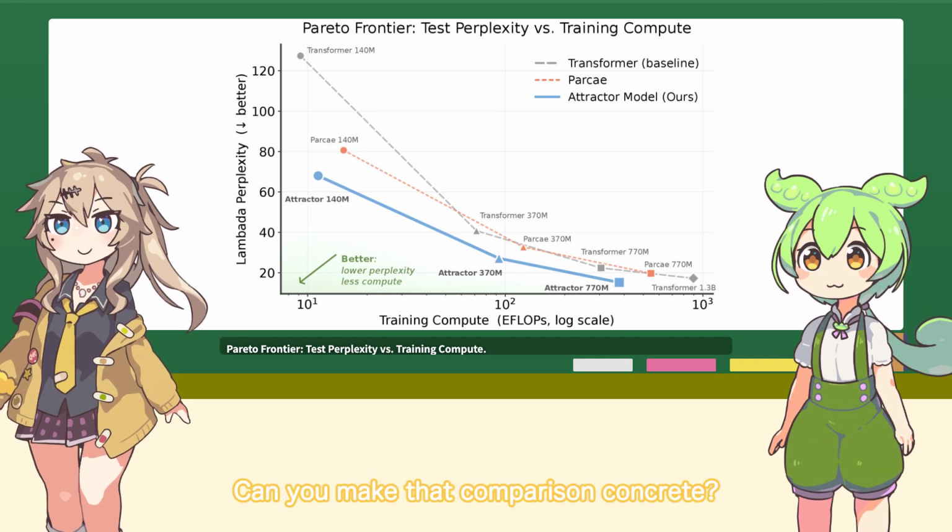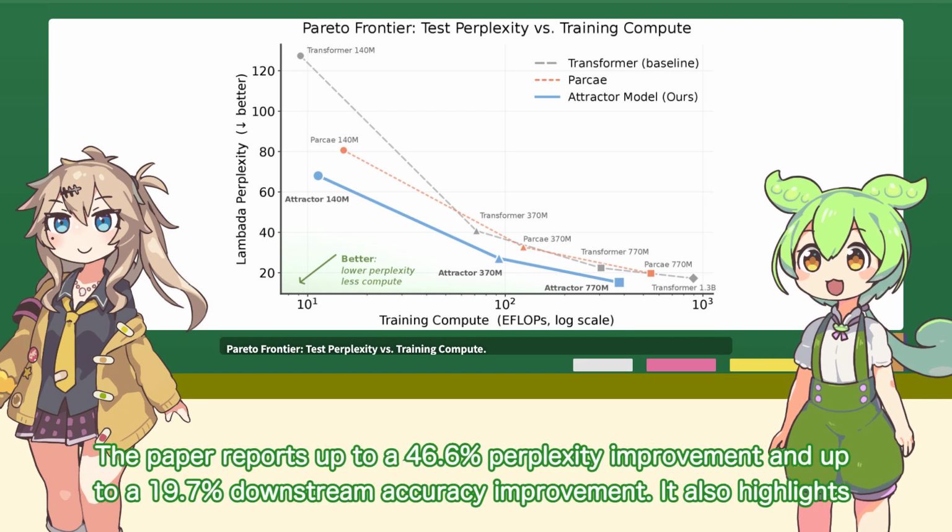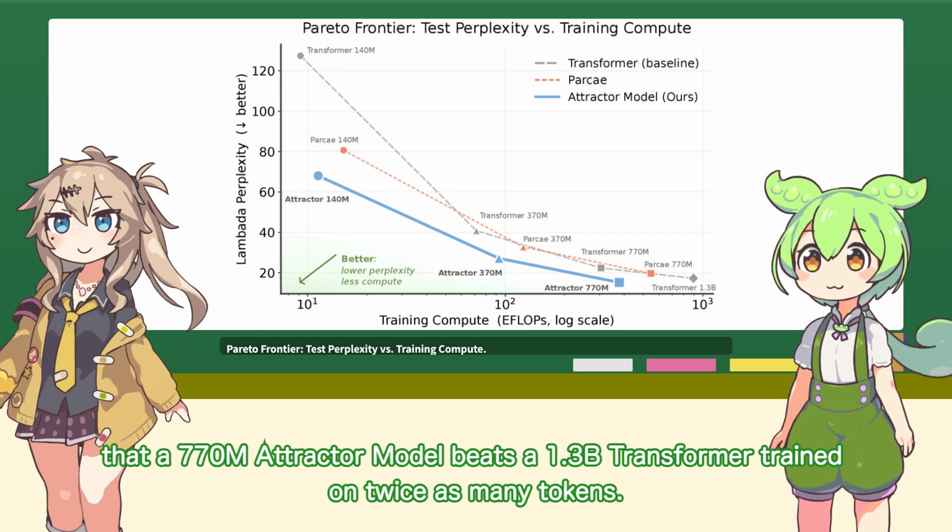Can you make that comparison concrete? The paper reports up to a 46.6% perplexity improvement and up to a 19.7% downstream accuracy improvement. It also highlights that a 770 million parameter attractor model beats a 1.3 billion parameter transformer trained on twice as many tokens.